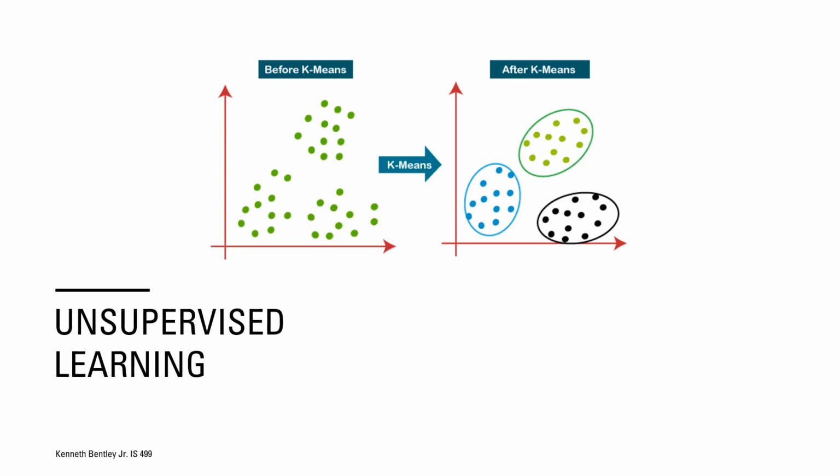In other words, we have data that is unlabeled, and we want an algorithm that can group our data so we can label it. We call this clustering. One algorithm we can use to cluster the data is the k-means algorithm.